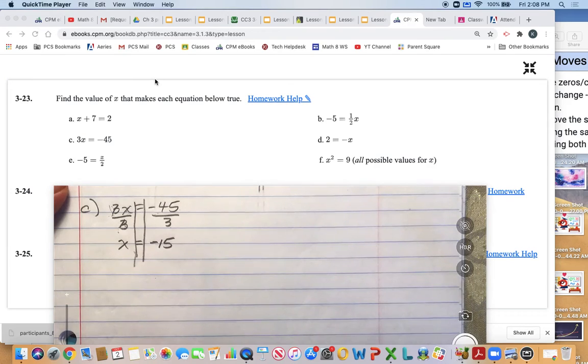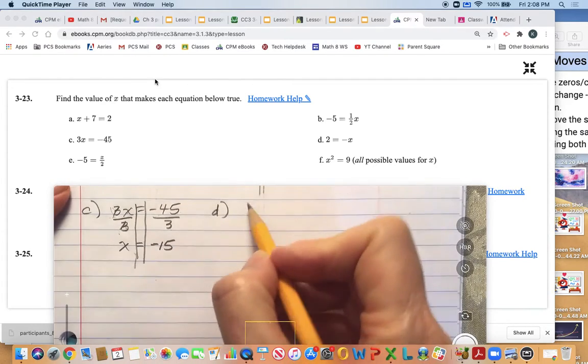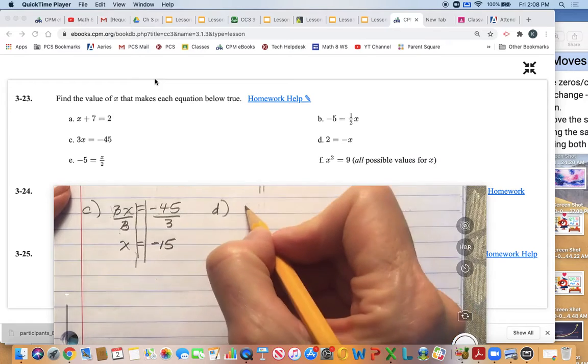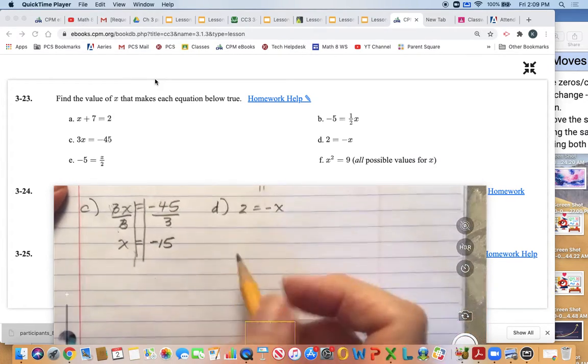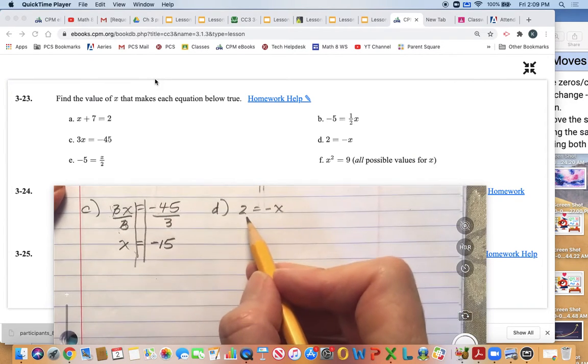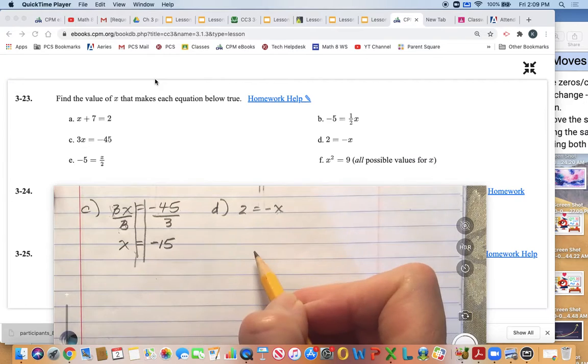We're going to do 3-23 C or D, E, and F. So D is 2 equals negative x. All right, so it may look like we already know what x is, but we know what negative x is.